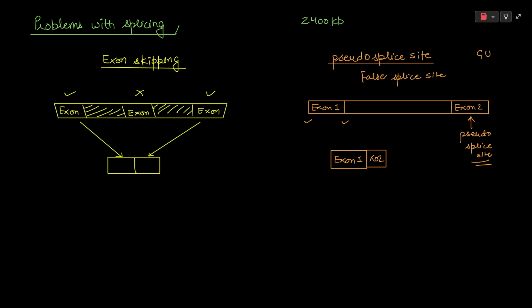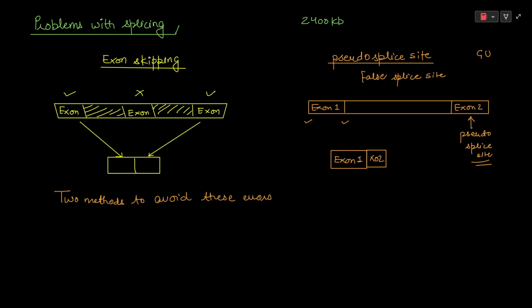Now, if this happens, the protein formed will be completely useless. And as you know, the process of protein synthesis takes a lot of energy. We don't want that, right? So in order to make sure that these 2 errors don't happen, there are 2 methods present to avoid these errors. So let's discuss what they are. The 2 methods to avoid these errors.